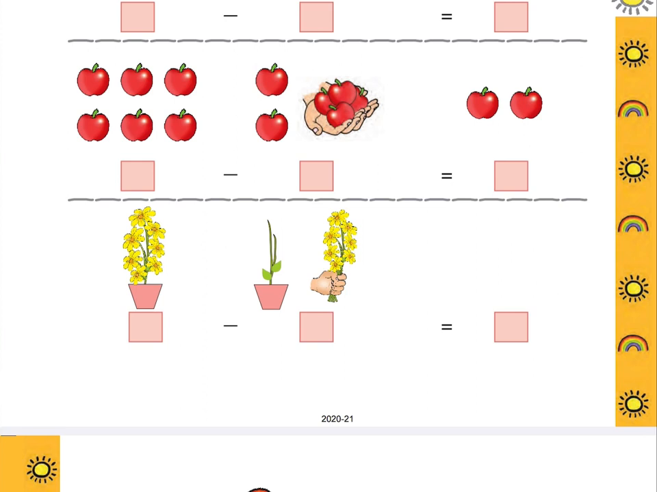Picture 3 space is empty. Write the number of flowers left in the empty writing space below the picture. Part 4 Text. Dash minus dash is equal to dash.